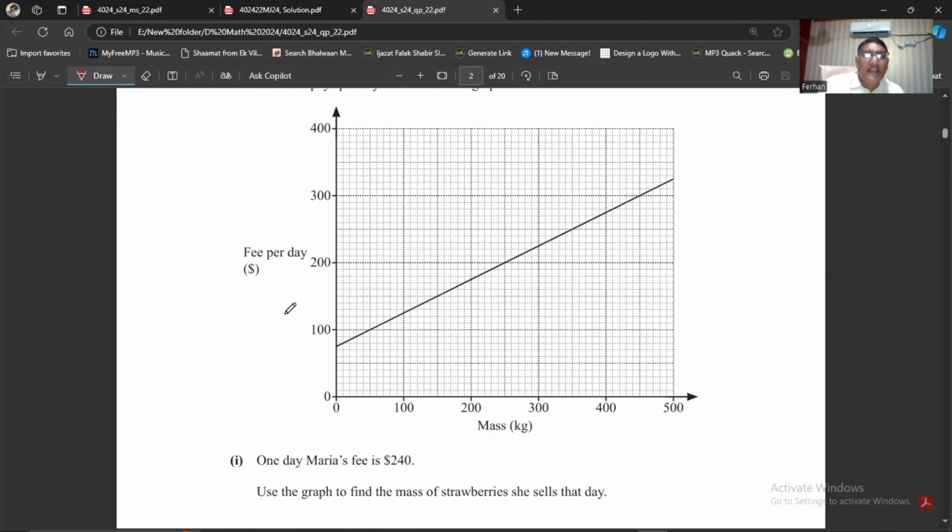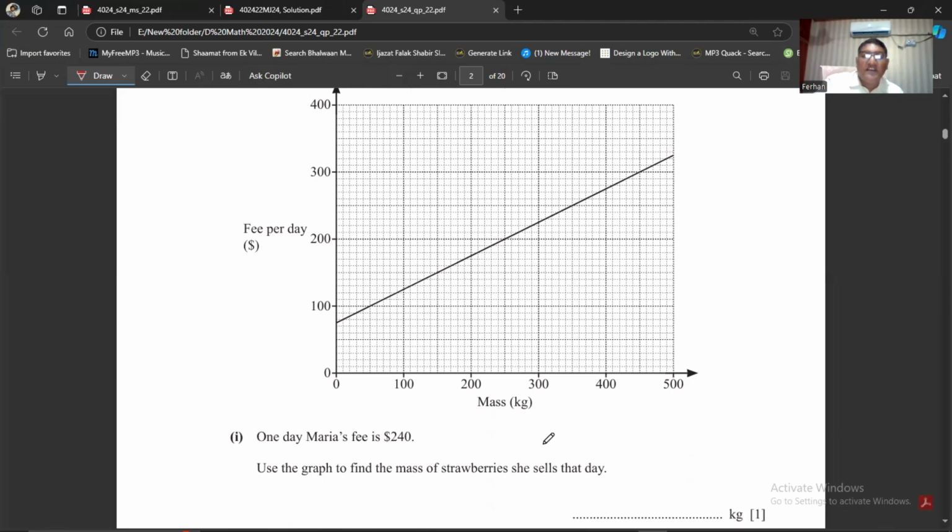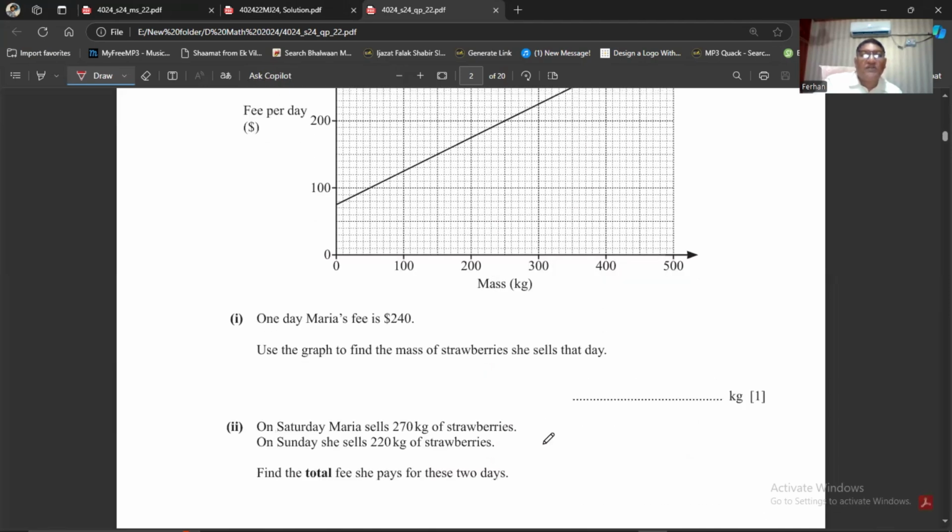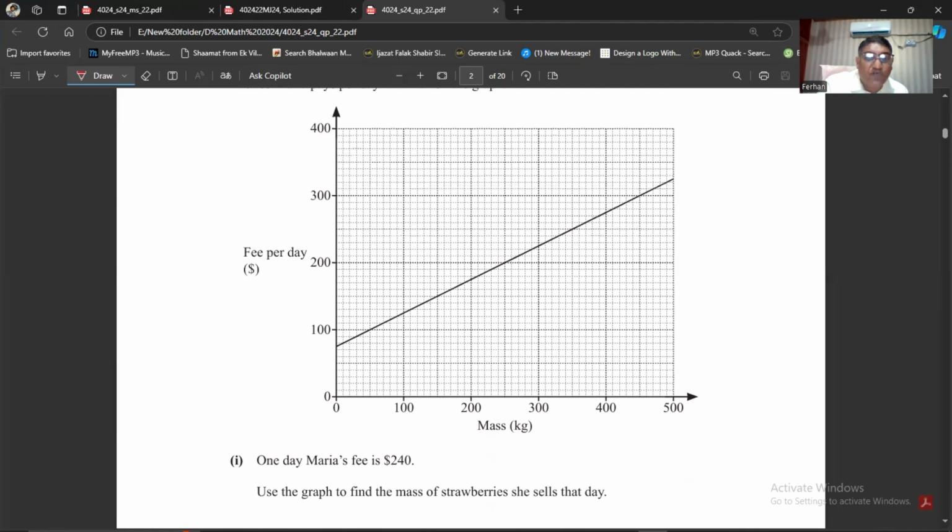On the y-axis, we have the fee per day, and here we have the mass of the strawberries. One day, Maria's fee is $240. Use the graph to find the mass of the strawberries she sells that day. It's a 1-mark question. The fee is 240. So from here, I will go to the graph. When I intersect the graph, then I'll check what's the value of x. That will be the mass of the strawberries.